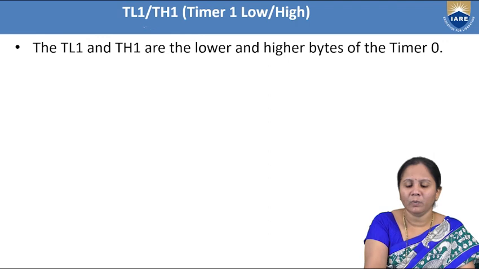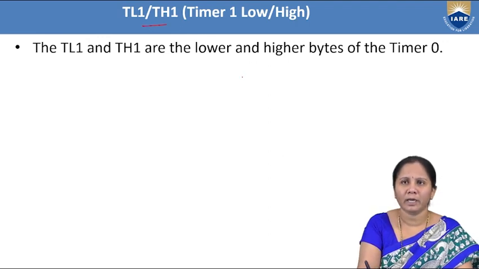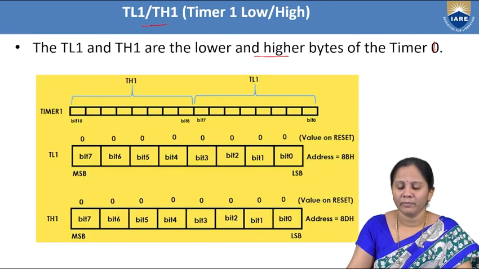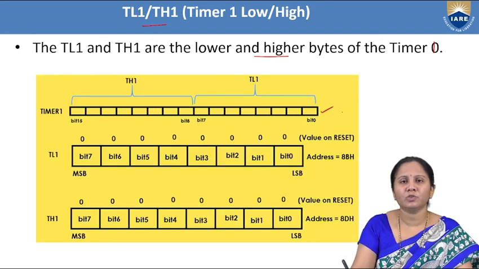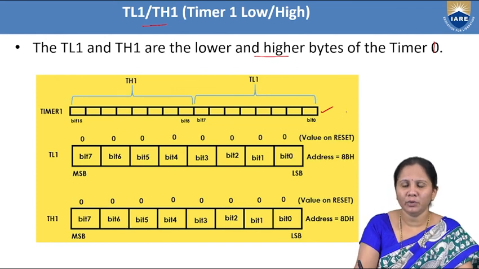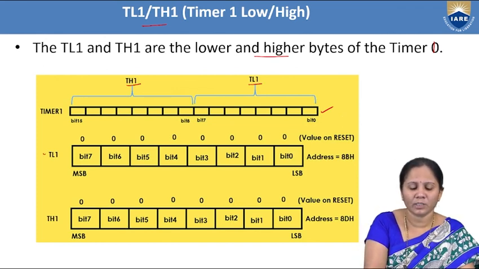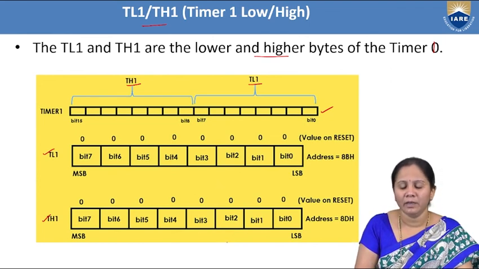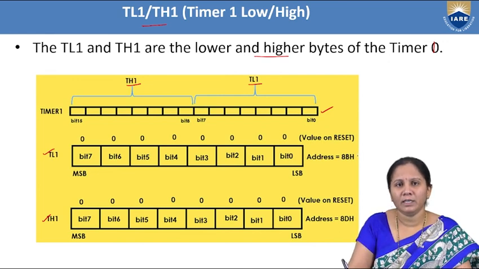In the same way, TL1 and TH1 are the registers that are related to timer 1. TL1 and TH1 are the lower and higher bytes of timer 1. Here, if you see, this is timer 1, which is 16 bits in size. It can be divided into two 8-bit registers, TL1 and TH1. When it is reset, all the bits in that register will hold the value 0. The address in the SFR for TL1 is 8BH, and for TH1 the address is 8DH.